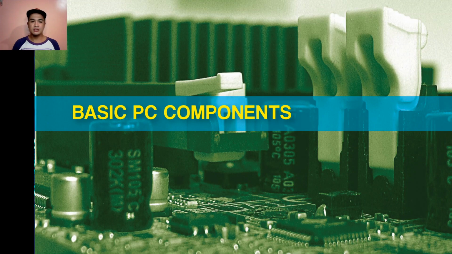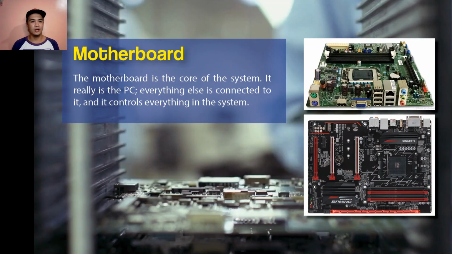Now, let's learn about some basic PC or personal computer components. Let us start with the motherboard. The motherboard is the core of the system. It really is the PC, the personal computer. Everything else is connected to it, and it controls everything in the system. It's like the central warehouse to where every peripheral or every part of the computer, the hardware part, is connected. The keyboard, the mouse, the VGA cord from the monitor, the power cable, and a lot more, right?